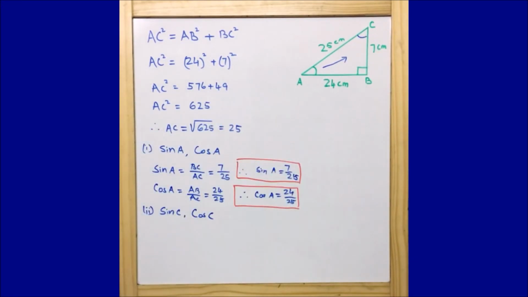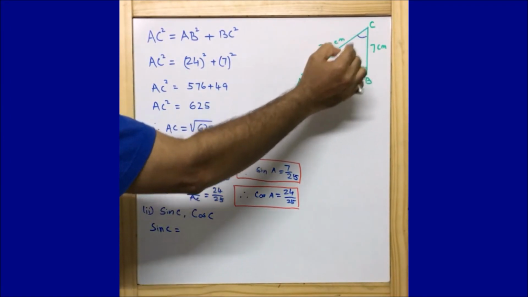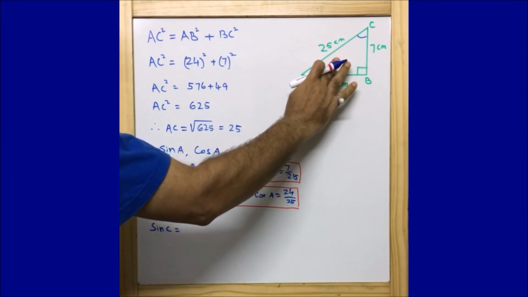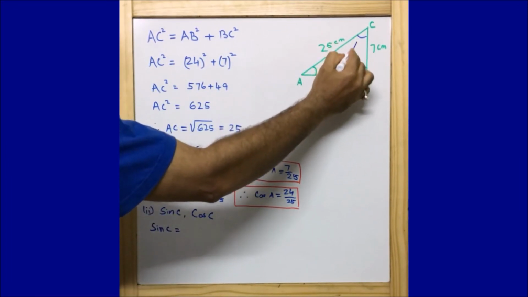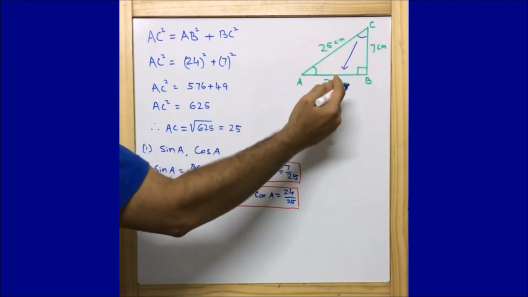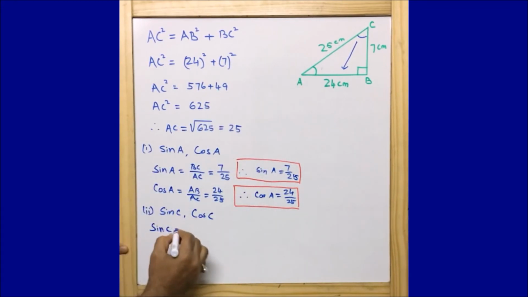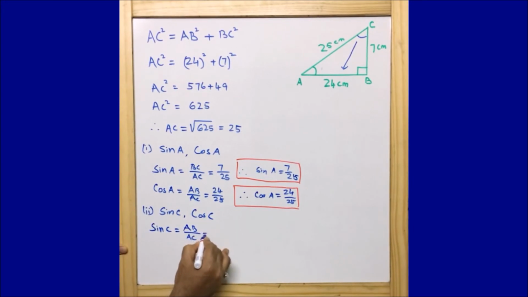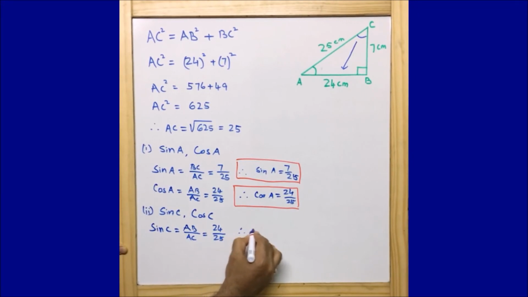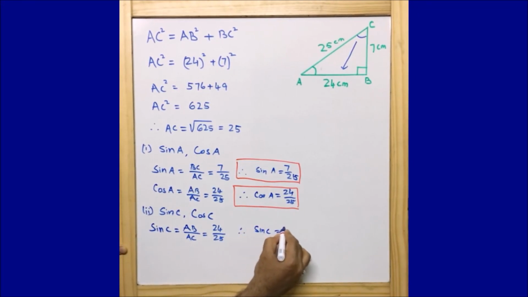Now let us see sin C. We very well know that sin C is equal to the side opposite to angle C. That means here the side opposite to angle C becomes this one. You could see how the sides changed with the change in the angle. So sin C is equal to the side opposite to angle C, that is AB, by hypotenuse AC, that is 24 by 25. Therefore sin C is equal to 24 by 25.